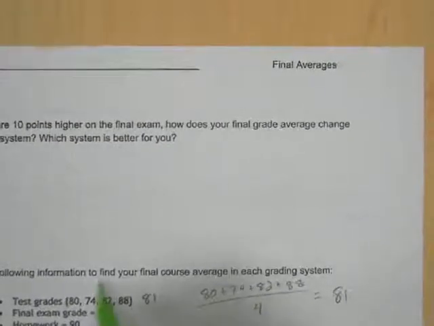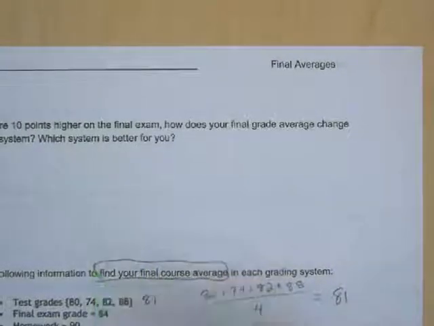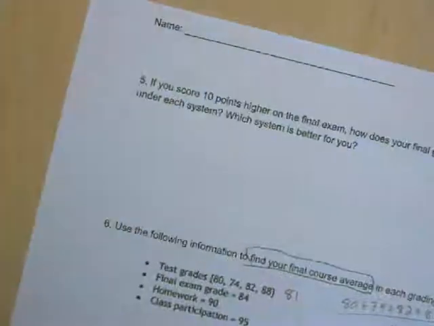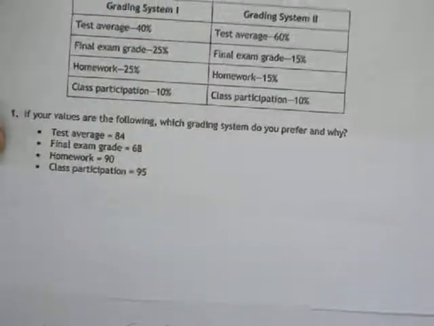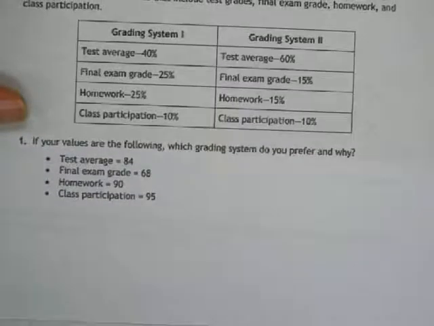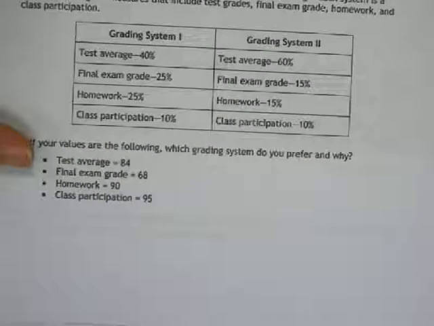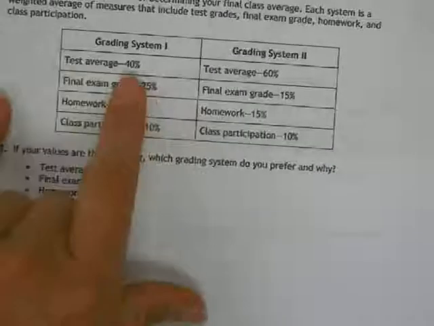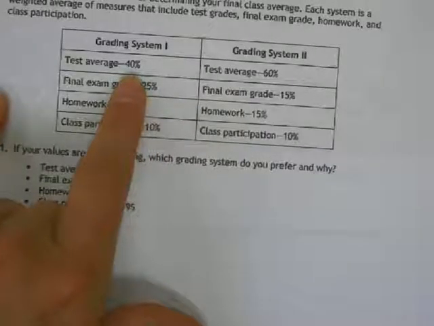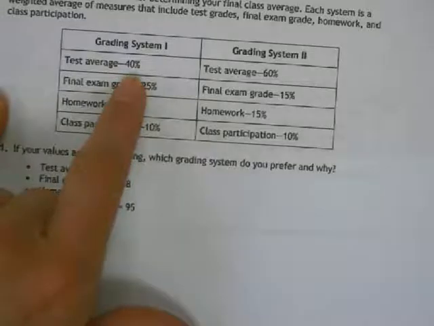On the front, this says find the final course averages in each grading system. And they've given me weights here. Let me grab a second one so you can see both at the same time. So I have weights, right? The weights there are going to be the percentage of the overall grade that we're going to use. Sorry. So let's look at grading system 1 first.